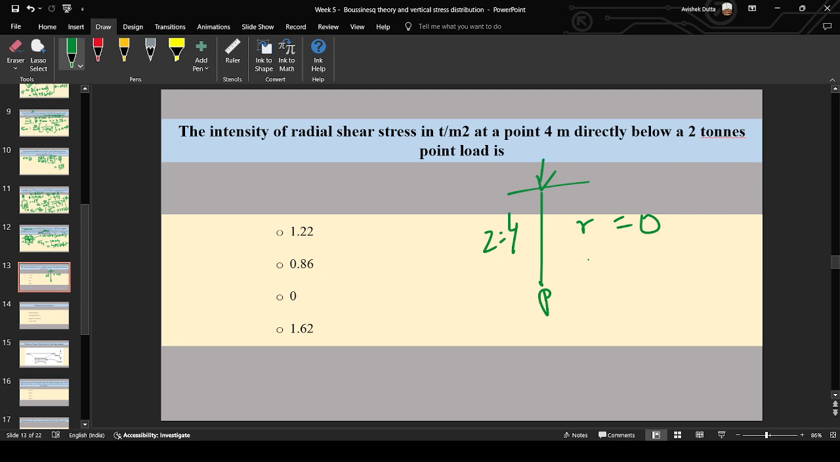So there will be sigma Z, but there won't be any radial shear stress. This tau radial shear stress will be 0 because R equal to 0. At the center there is only compressive force or compressive stress. There is no shear stress. Once we start moving from the center line towards one side or the other, then the value of R gradually increases and there is a radial shear stress. So when R equals 0, because the point is directly below the 2 tons point load, then the intensity of radial shear stress is 0.